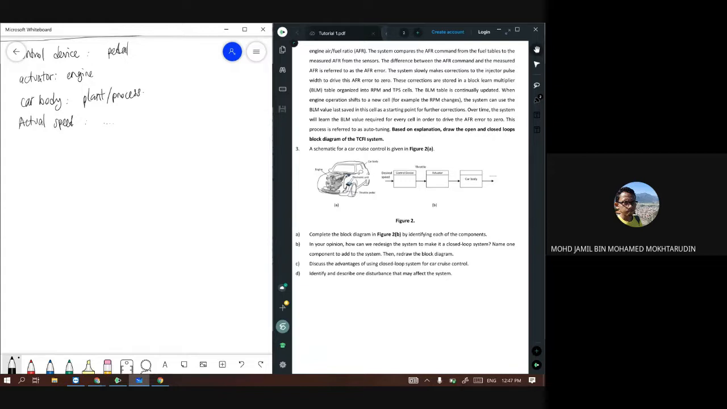In the open loop system in figure B, you cannot measure the actual speed, because there is no component that measures the actual speed. So to make it closed loop, you need to add something that can measure the actual speed. So to make it closed loop, add a subsystem to measure the actual speed.